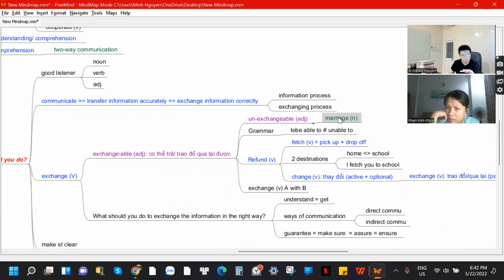And unexchangeable marriage means that you have lots of money, you love that man, and that man also loves you, for example, but he is not going to give up his old wife for you. So you cannot use your money to impact him. You cannot ask him to exchange his marriage with money. So that is called unexchangeable.